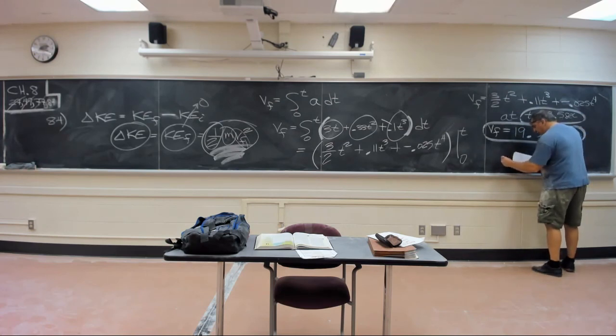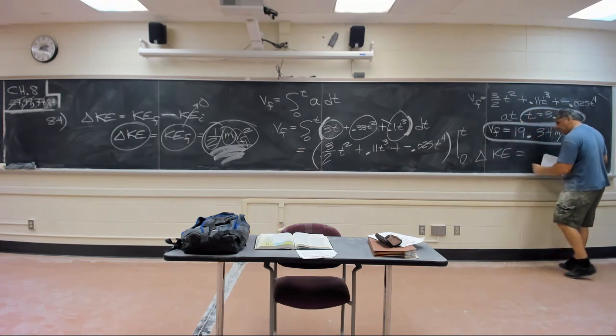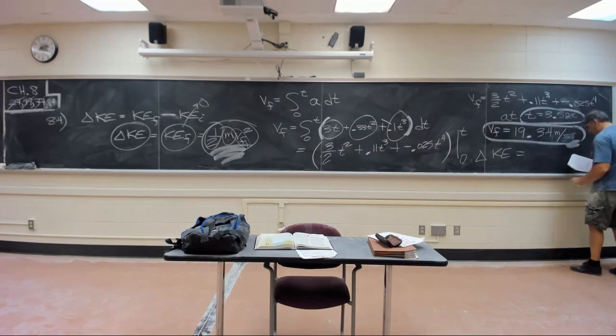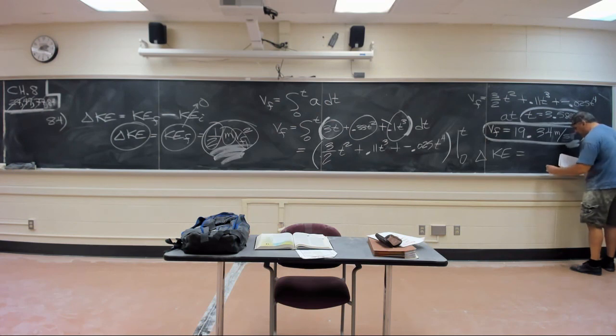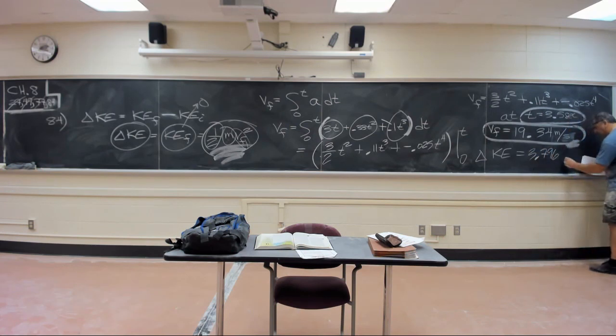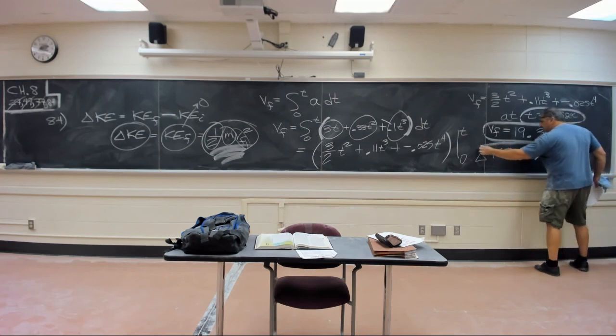The end of all that, you got this. You got KE equals a half times 2.03 times 10 to the 6th times the quantity 19.34 squared. It's going to be 3.796 times 10 to the 8th joules. That's crazy. That's a lot. That's a lot.